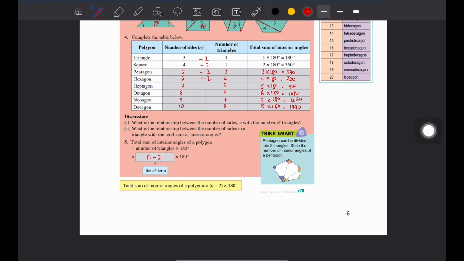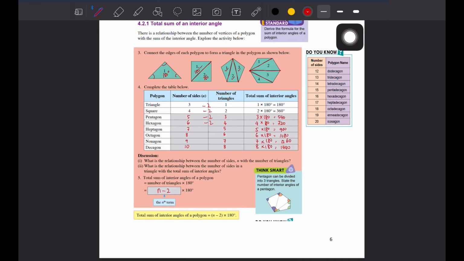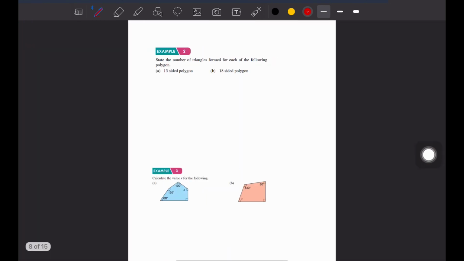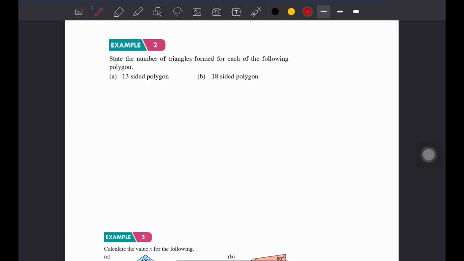Okay, and then you can look over here, if you have a polygon with 12 sides, 13 sides until 20, this is the name. Okay, so let's proceed to example number 2. Okay, state the number of triangles formed for each of the following polygons.